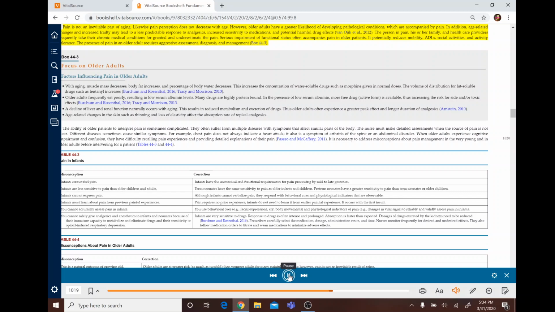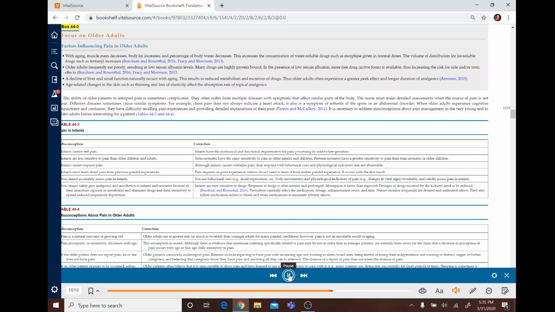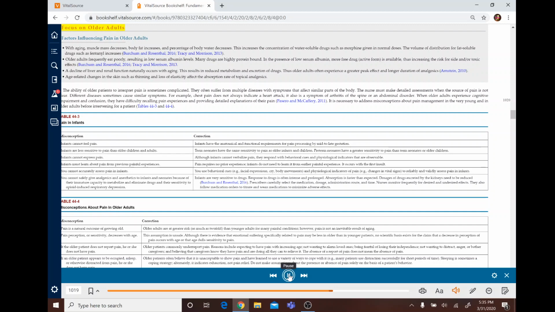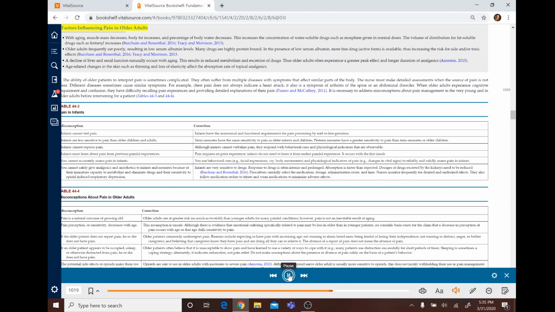The person in pain, his or her family, and healthcare providers frequently take their chronic medical conditions for granted and underestimate the pain. Serious impairment of functional status often accompanies pain in older patients. It potentially reduces mobility, ADLs, social activities, and activity tolerance. The presence of pain in an older adult requires aggressive assessment, diagnosis, and management. Box 44-3. Focus on older adults. Factors influencing pain in older adults.